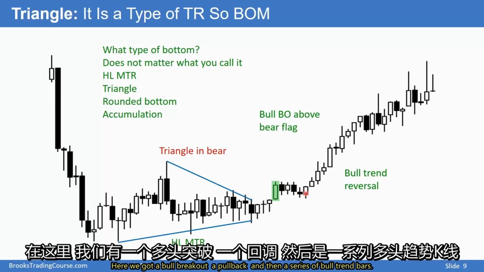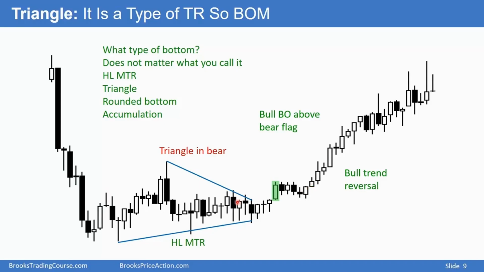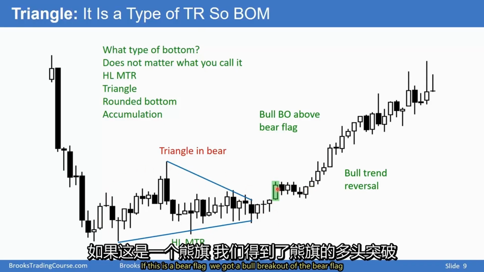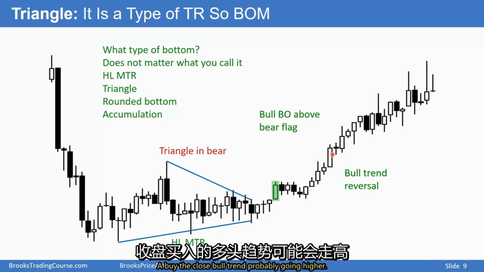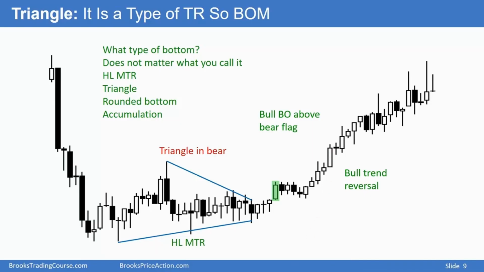Here we got a bull breakout, a pullback, and then a series of bull trend bars. If this is a bear flag, we got a bull breakout of the bear flag, and then we got a sustained bull breakout with 5 consecutive bull bars, a by the close bull trend, probably going higher.